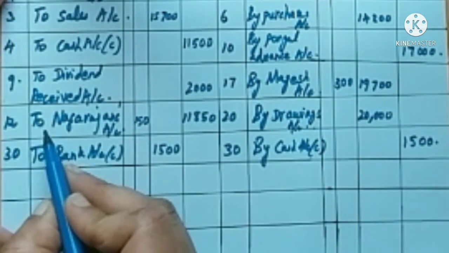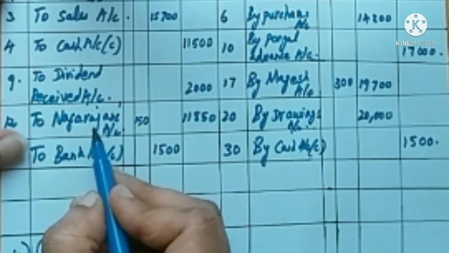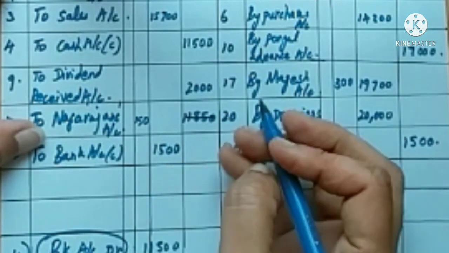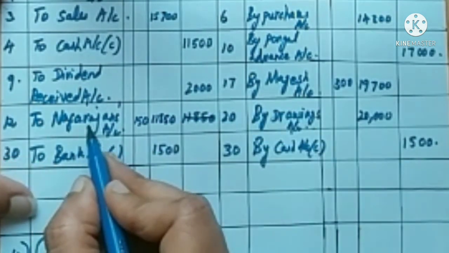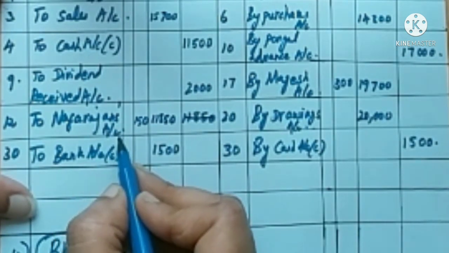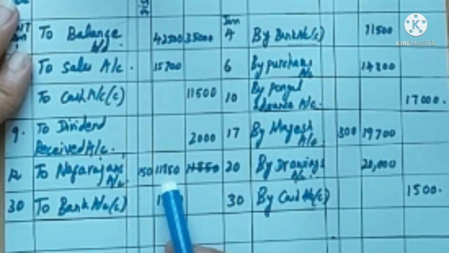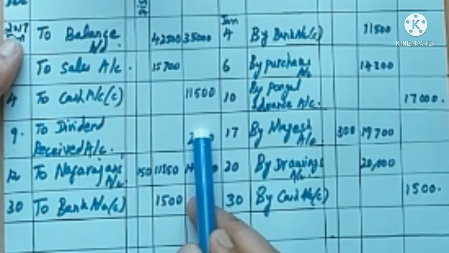Remember, in this entry, cash received from Nagarajan, so we have to write it in the cash column. This 11,850 should be written in the cash column because we are receiving cash from Mr. Nagarajan. See now, this is the cash column, this is the bank column.